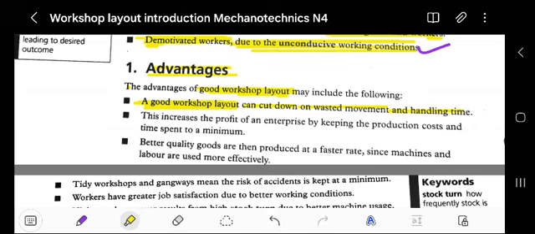Second point: this increases the profit of the enterprise by keeping the production cost and time spent to a minimum. What the man is saying is that profits will increase because more production is pushed in a short period of time. Plenty of production has been pushed, then obviously you'll get paid.